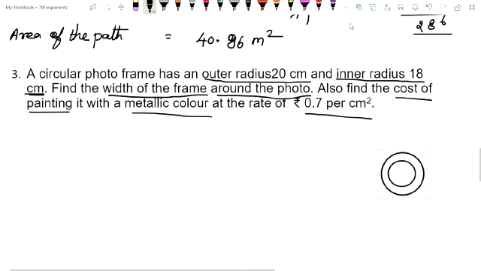Okay. So here what is given? This is the center of the circle and this is the outer radius. Outer radius is 20 centimeter and inner radius is 18 centimeter. We need to find out the width. This value we need to find out. Then we need to find out the cost of painting. So first find out the width of the frame.